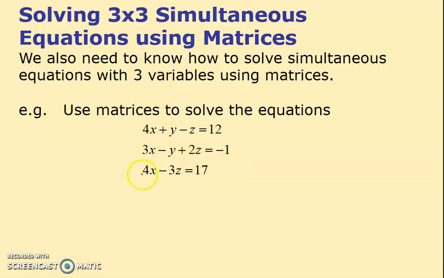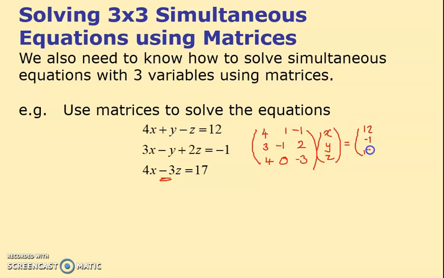Now, these are simultaneous equations again. So if I'm going to solve this, I need a matrix equation. 4, 1, minus 1. 3, minus 1, 2. 4, notice, I need a 0. Times by x, y, z. And that's equal to 12, minus 1 and 17.